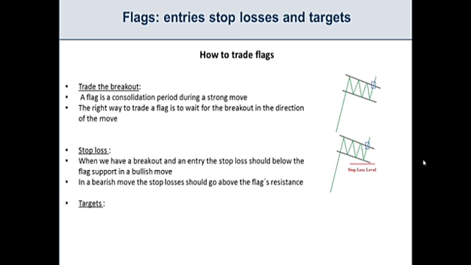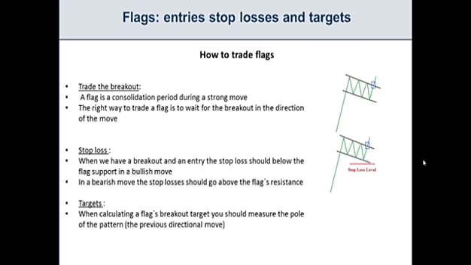Now the targets. When calculating a flag's breakout target, you should measure the pole of the pattern, and the pole of the pattern is the previous directional move. This is the previous directional move. This is the pole of the pattern, and this is the flag. When you have the measurement in pips, you should extrapolate it to the breakout zone.